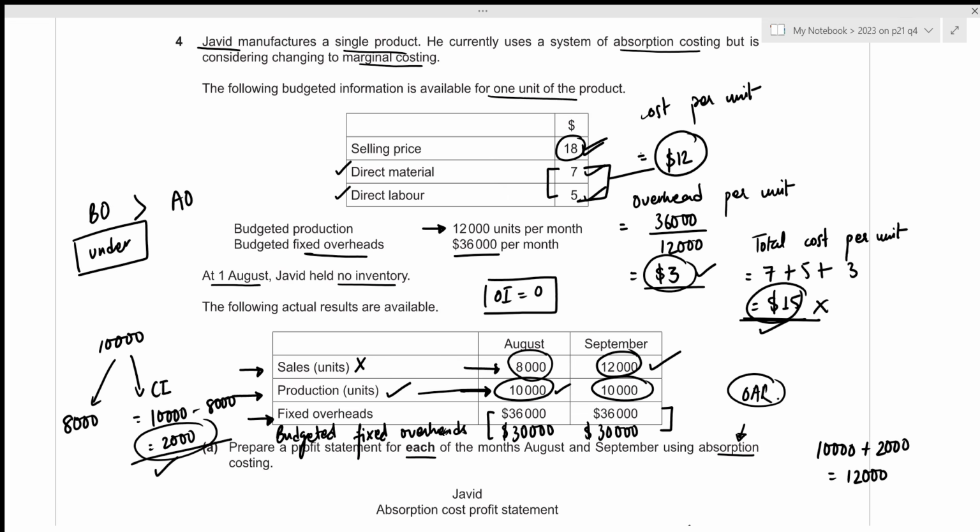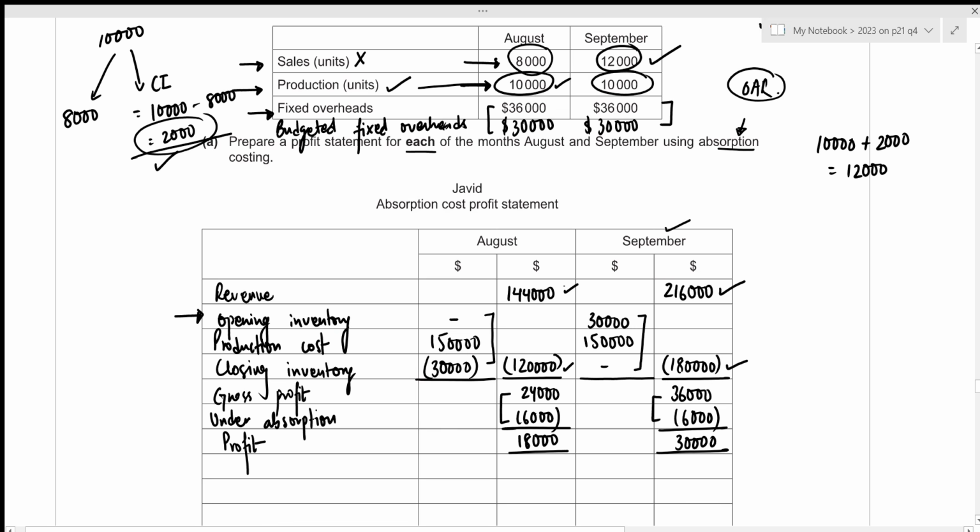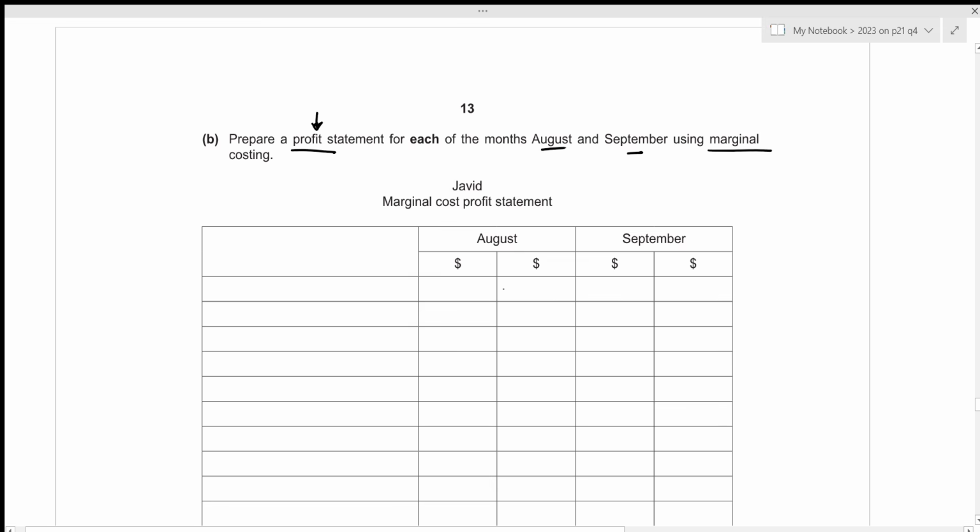Let's start with the revenue. So revenue is not going to change since we are applying the selling price of 18 to the total units sold. So we can just copy down the amounts of 144,000 and 216,000 for our revenue. That's 144,000 for August and 216,000 for September. This is for the revenue. Now we again need to follow a similar process. We need to include our opening inventory, then our production cost, and our closing inventory.